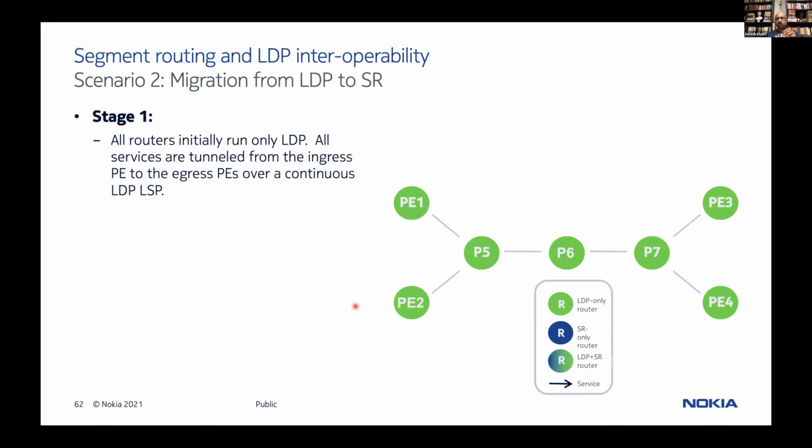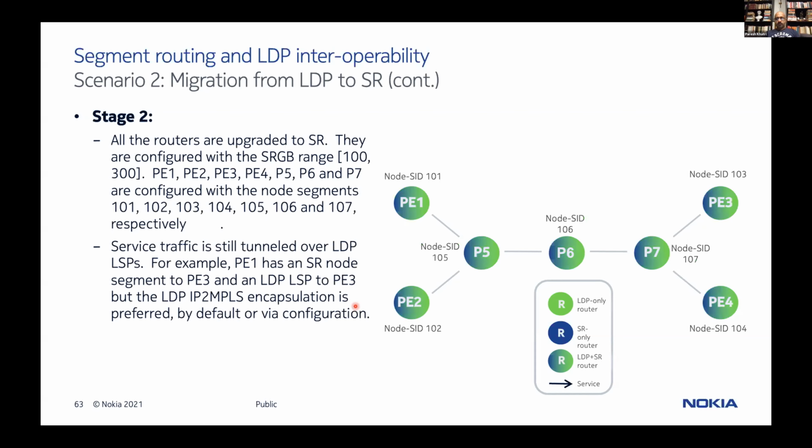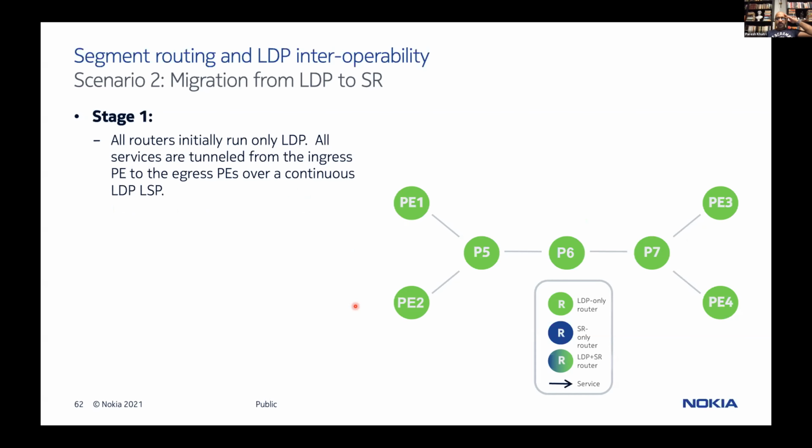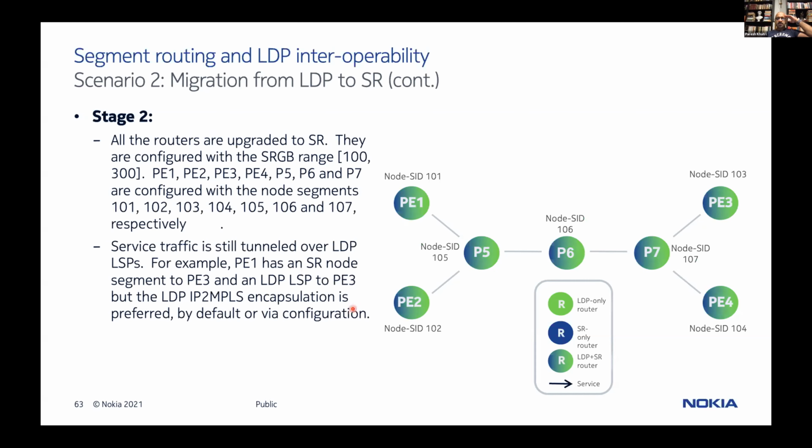In this network, it's all LDP-only routers, and all of the services you have are being tunneled using LDP. So first stage, they're all running LDP. Everything's being tunneled through LDP. The second stage is where you upgrade your routers to segment routing. Now, when I say upgrade routers to segment routing, what do I mean?